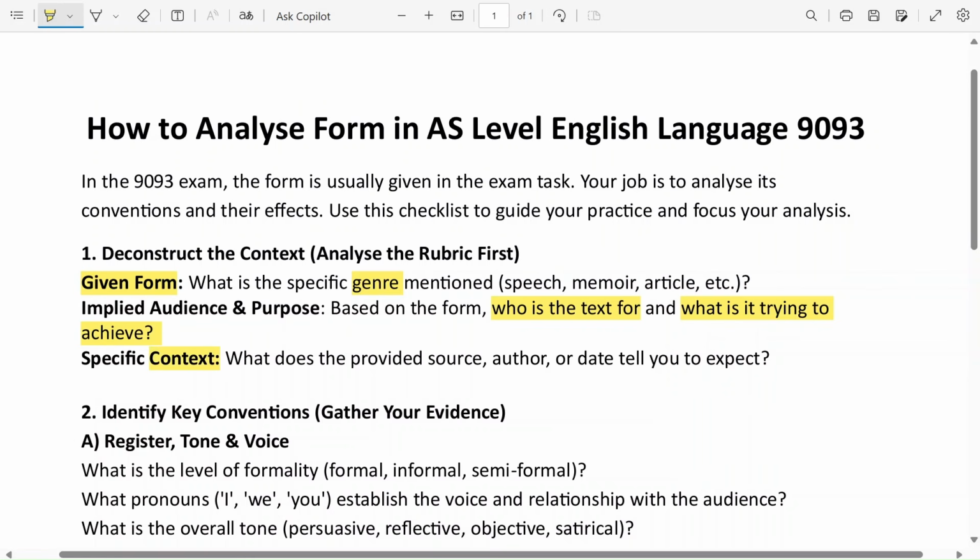Then analyze the specific context. What other details are provided? The source, the author, the date, maybe some kind of an event. How does this shape your expectations? For example, if the text is a speech given by a charity CEO in 2023, you would expect a formal, persuasive tone and maybe some modern references, right?